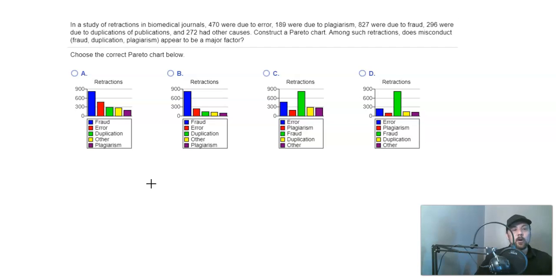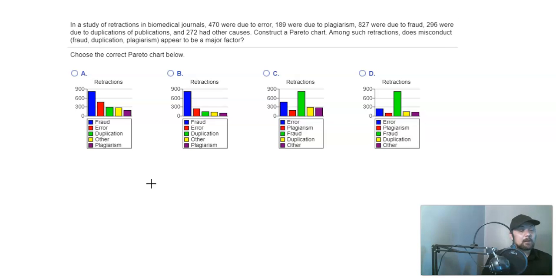So this is a problem from your homework. In a study of retractions in biomedical journals, 470 were due to error, 189 were due to plagiarism, 827 were due to fraud, 296 were due to duplications of publications, and 272 had other causes. Construct a Pareto chart among such retractions. And I don't know why they use a comma there. Does misconduct appear to be a major factor?